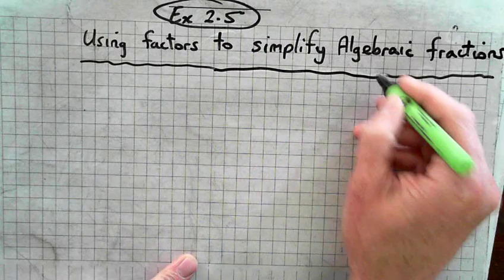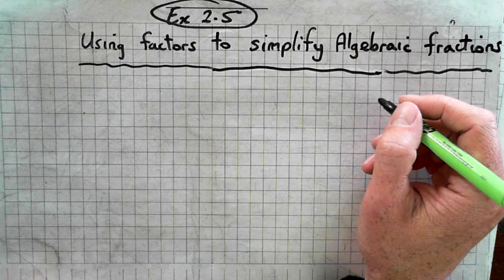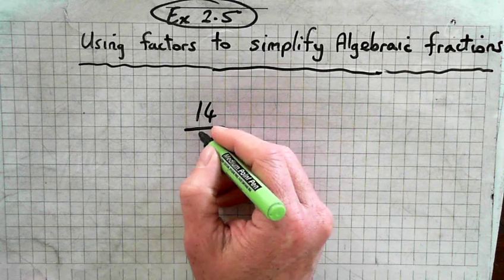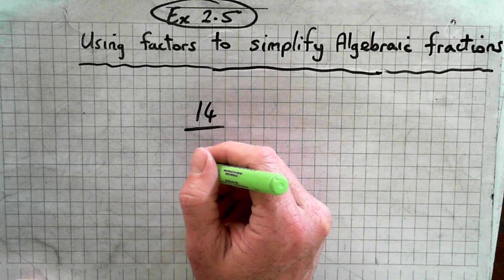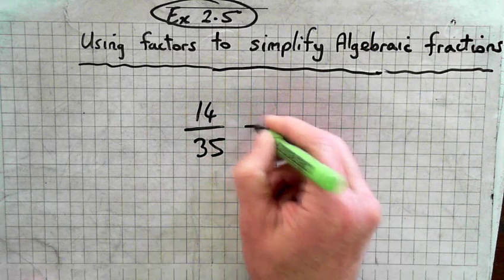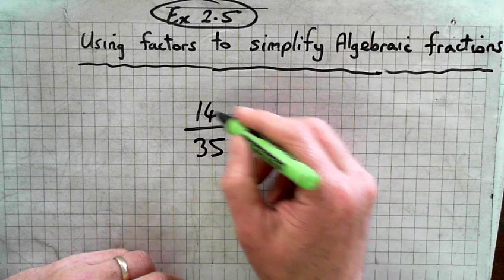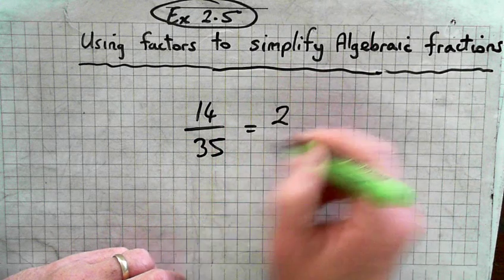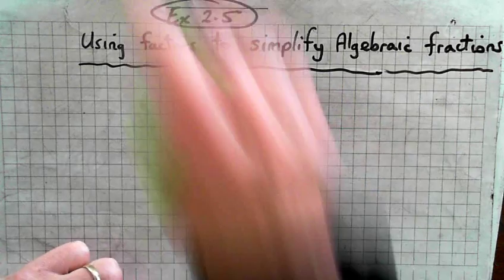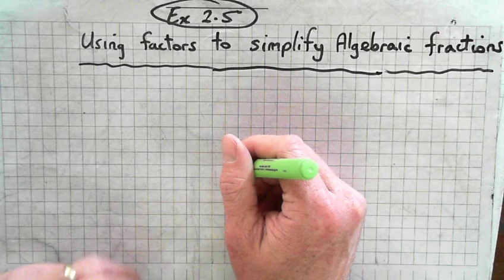Now we're getting a bit more complicated. This is called simplifying. So basically what can we divide? 7. 7 into 14 goes 2. So it simplifies to 2 over 5. That's called simplifying. Okay, we'll move on.